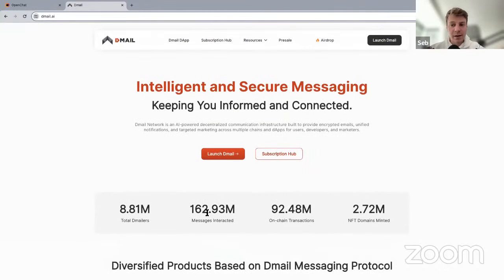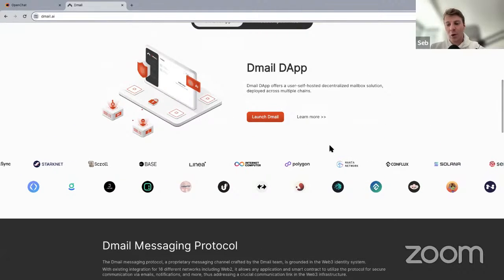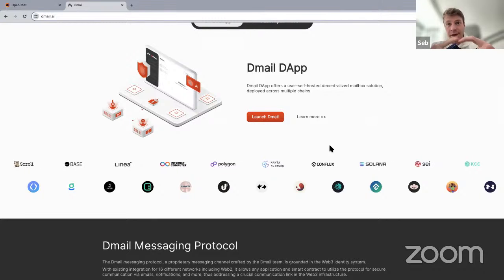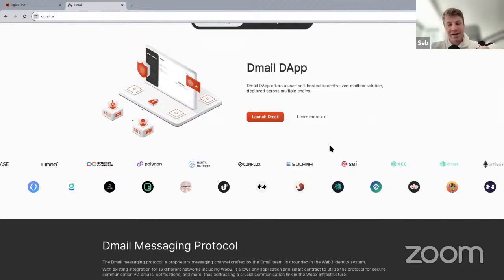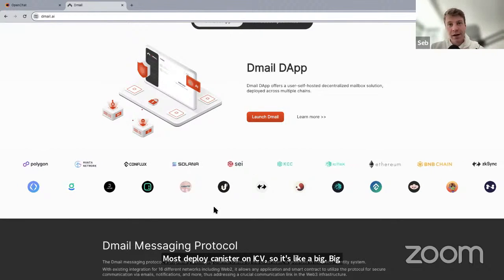We are moving in Web3 in general towards a multi-chain approach. And Dmail has really nailed it because they have gone to all ecosystems. A central part of their infrastructure is built on ICP. Actually, they are one of the applications that has the most deployed canisters on ICP. So it's a big application, but they've expanded to all other chains.